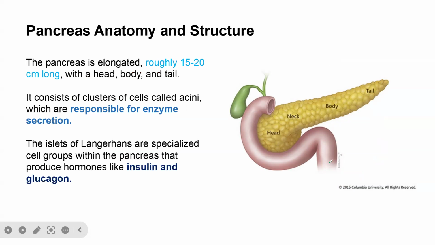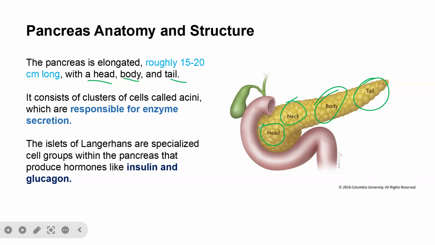The pancreas is elongated, roughly about 15 to 20 centimeters long. That is the length of the pancreas, and it is made up of four parts: a head, a body, a tail, and a neck. So this is it. We have a tail, a body, neck, and head. These are the different parts of the pancreas.